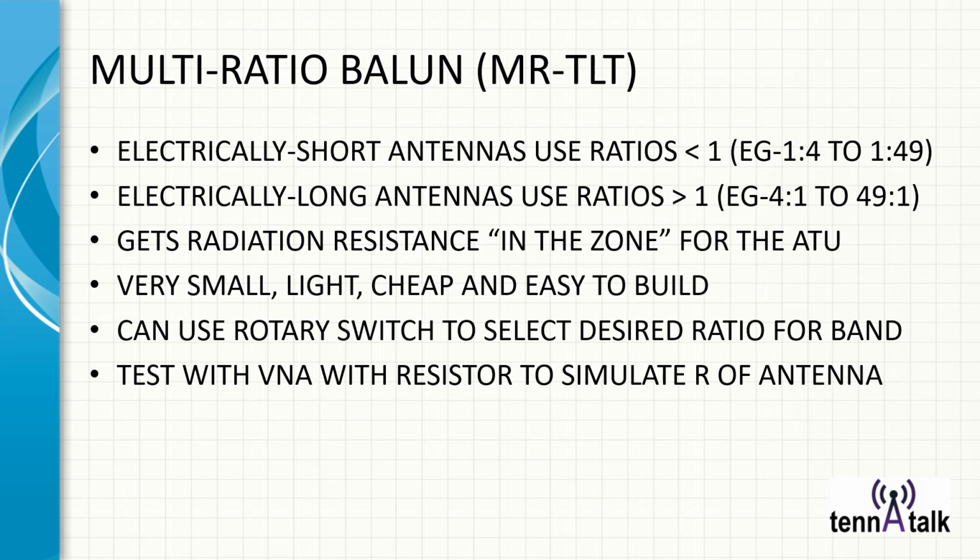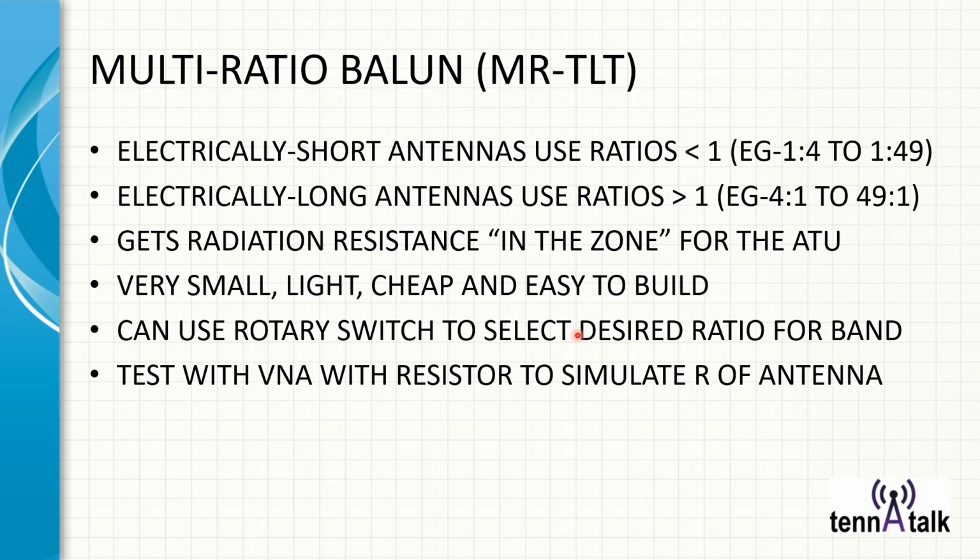Now, an interesting animal is the multi-ratio TLT. Could be a balun, could be an unun. And if you go for electrically short antennas that use impedances less than 50 ohms, you could actually translate the impedance upwards. But most of the time you'll be doing a translation of the impedance downward to your 50 ohms. It gets the radiation resistance, or R value, of your impedance in the zone for the ATU to handle. Okay, it's very small, light and cheap and easy to build.